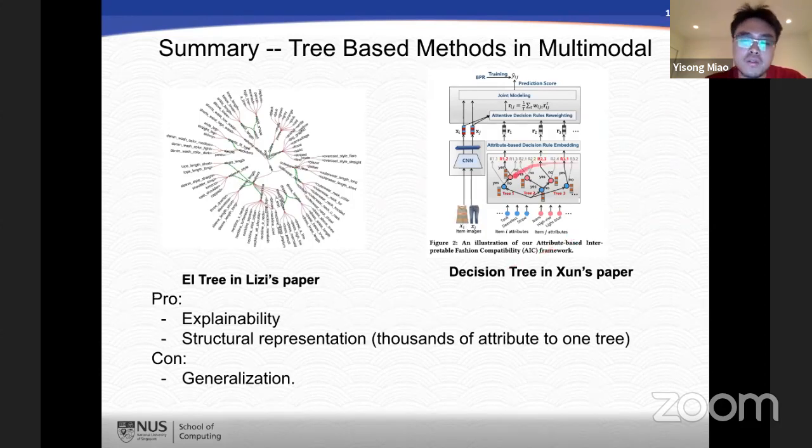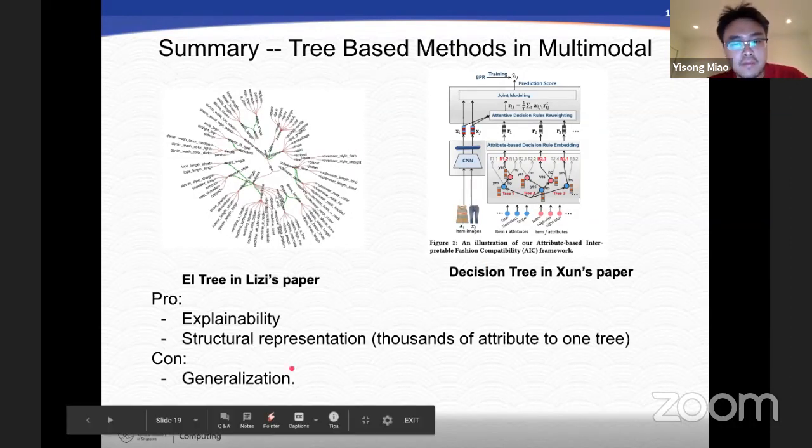So let's say we have thousands of attributes. We can just represent them in one tree if the tree has a depth of 10, right? Or in a cluster of GBDT trees, right? But they also have some disadvantages. I think the main disadvantage is the generalization ability.